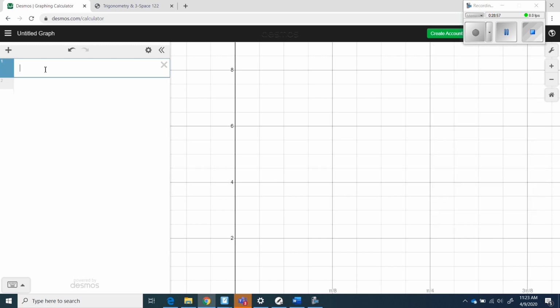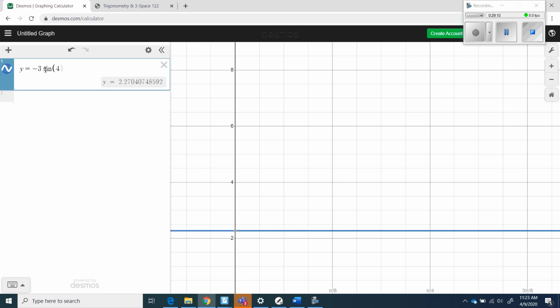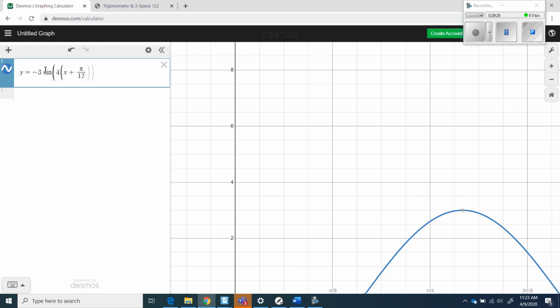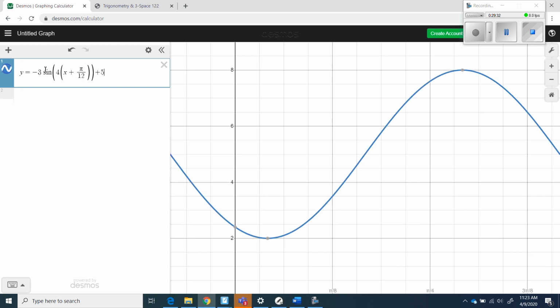Here we go. Now I'm going to type in the equation. So I have it written down in front of me here. It's y equals negative 3 sine, start a bracket, 4, another bracket. You could actually expand it in if you want to just use the one bracket, but I find that it's easier to just type it exactly like I had it. So x plus, remember pi is pi over 12. Close this bracket, close this bracket, and then you had a vertical shift of up 5.